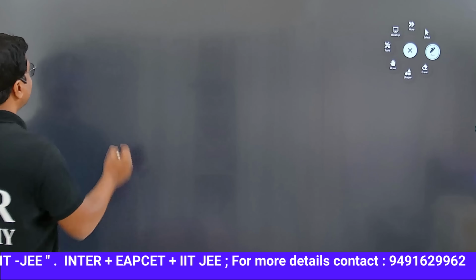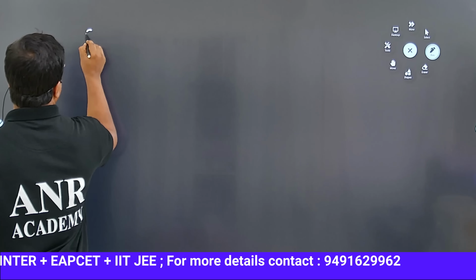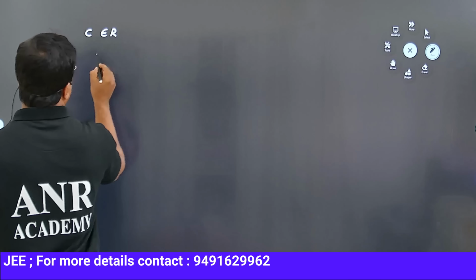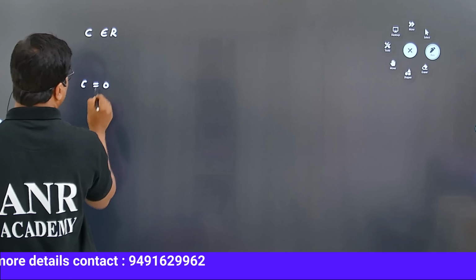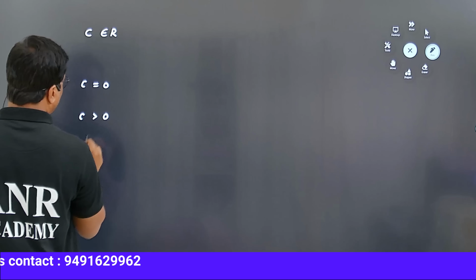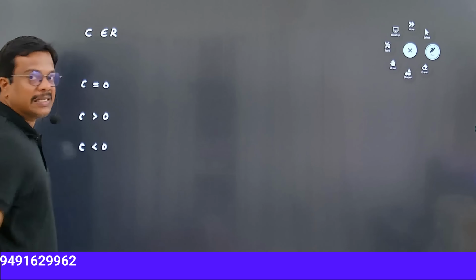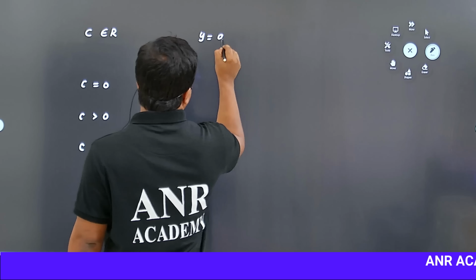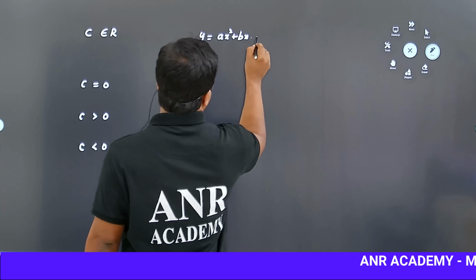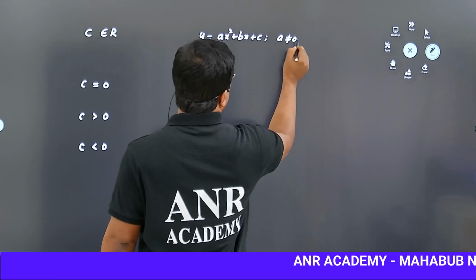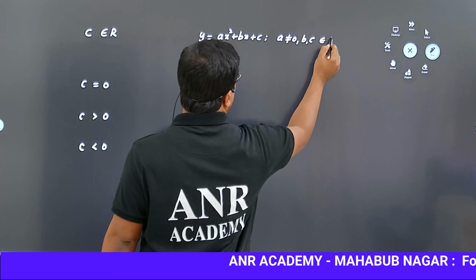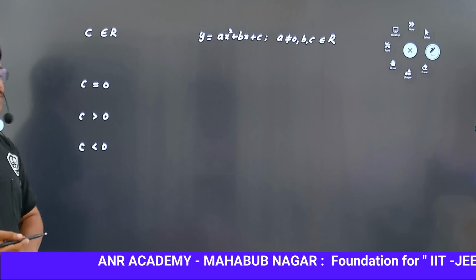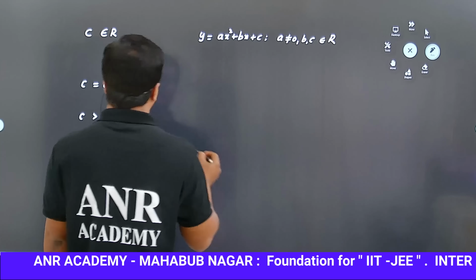Suppose c is any real number, maybe the value of c is equal to 0, or more than 0, or the value of c is less than 0. You have y equal to ax square plus bx plus c, a non-zero, remaining b, c any real values, right? Suppose the value of c is equal to 0. Then what happens?